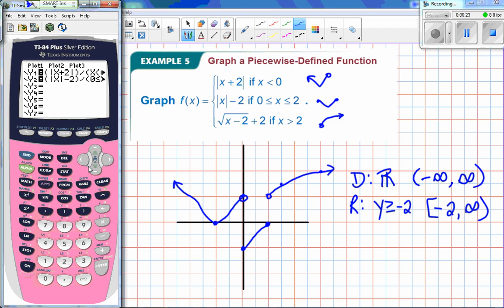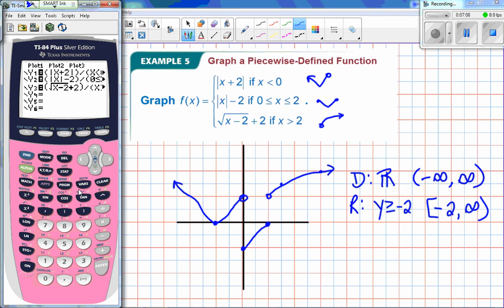Down to the next piece. Again, we need parenthesis, the square root of x minus 2, and then plus 2. Make sure you exited the square root function. Close the parenthesis. Divide by parenthesis. x is greater than 2. So x, second test, find greater than, close the parenthesis. That's a lot of work, wasn't it?